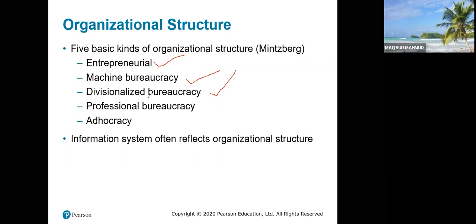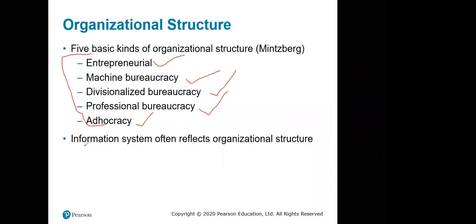For example, sales units, marketing units, so different units over there, and professional bureaucracy over there, and adhocracy over there. Adhocracy means like ad hoc, not temporary offices over there. So these are the five structures according to Mintzberg.